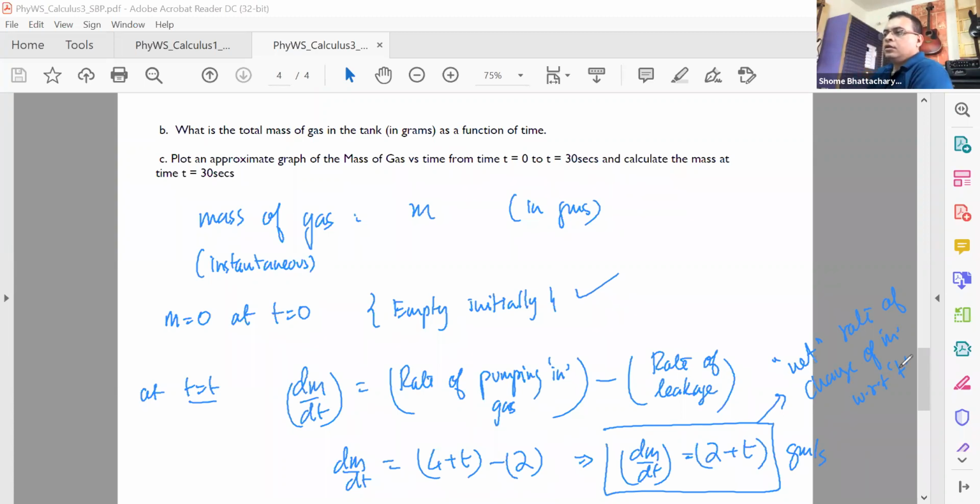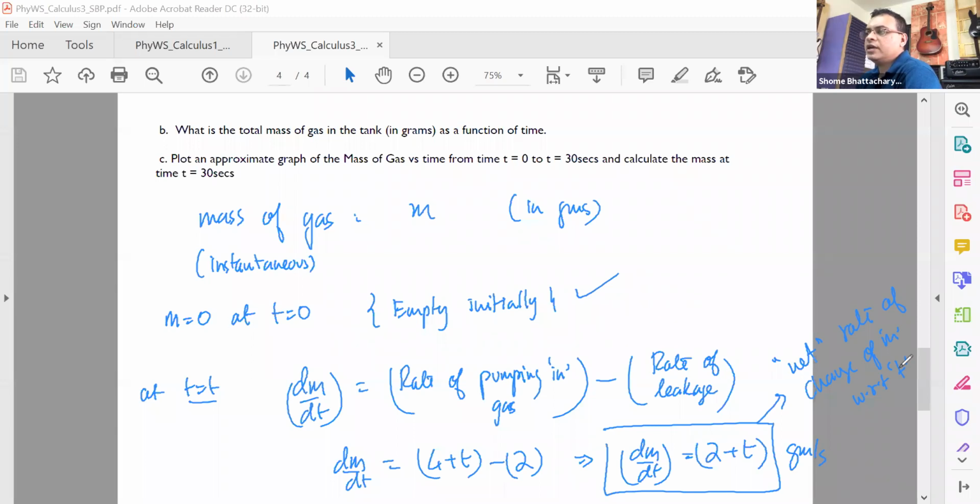Now we have to find the mass as a function of time. If you have done calculus before, you will realize that one way of doing that is to use integration, but I haven't taught integration yet. So obviously we will not use integration here. We'll just understand it this way.